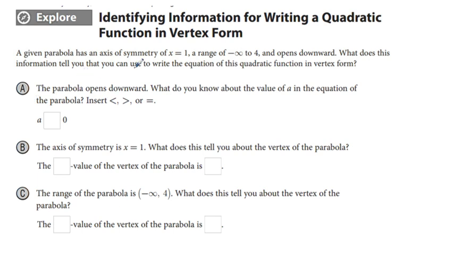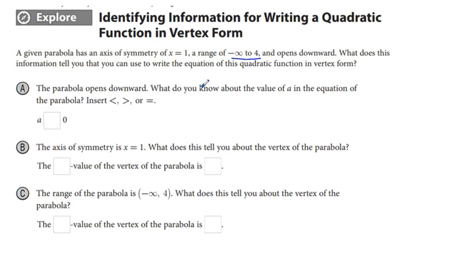Explore. So we have a given parabola that has an axis of symmetry of x equals 1, range of negative infinity to 4, opens downward. And the very fact that we have that range would indicate that we have a downward opening parabola. What can this information tell you to write the equation of the quadratic function in vertex form?